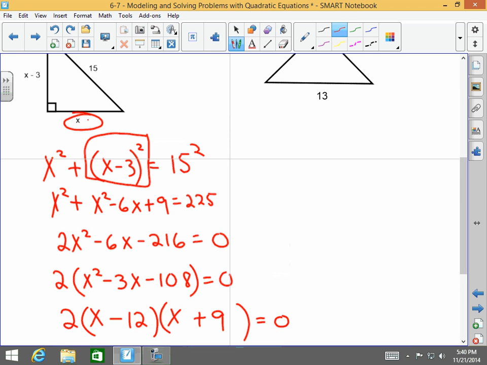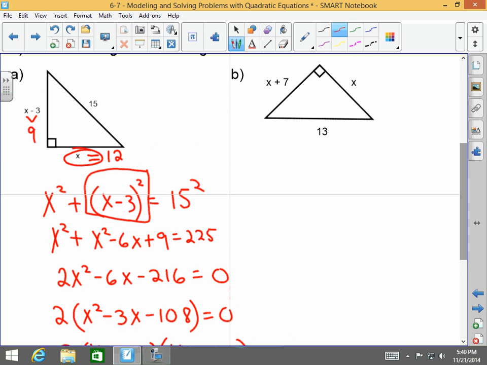So leg A, or this side, however you want to see it, is 12. And 12 minus 3, this is 9. And if I do the math, 9 squared plus 12 squared will equal 15 squared, which is 225.